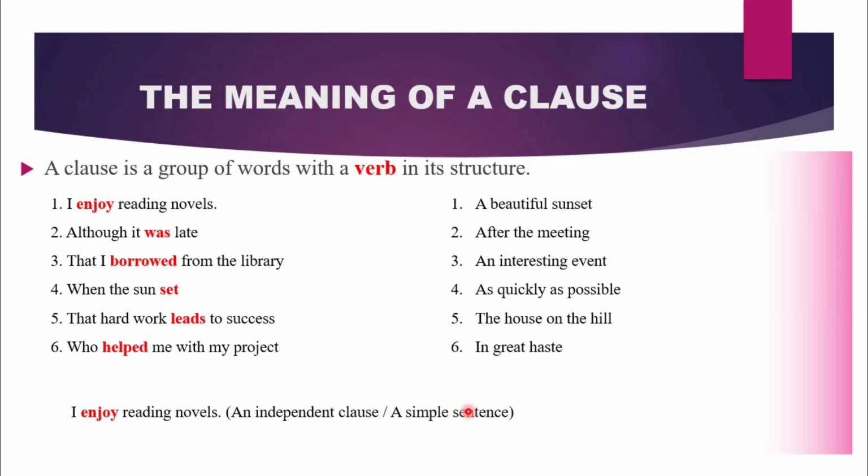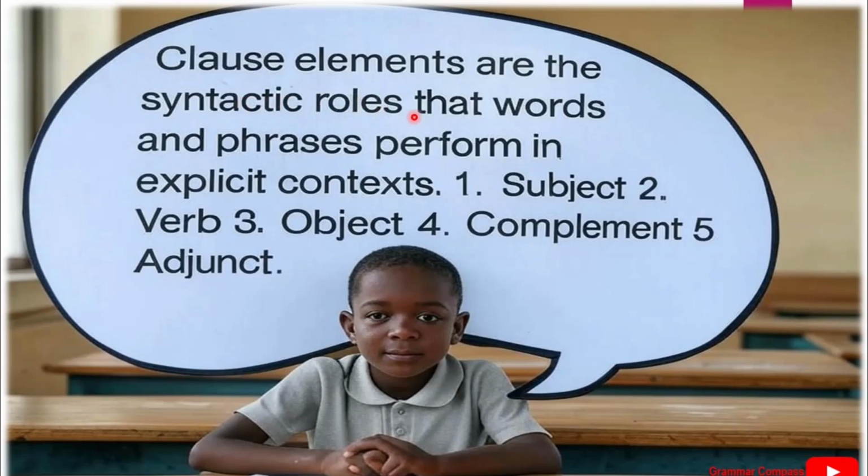Now that we know what clauses are, what are clause elements? These are the syntactic roles that words and phrases perform in explicit context. What we mean is that we put words together to form a sentence, and sometimes the words that we put together also form phrases, and the roles or the functions that the phrases perform is what we term as a clause element. So whenever we have a phrase, the function that it performs in the sentence is what we call a clause element. We have 5 clause elements.